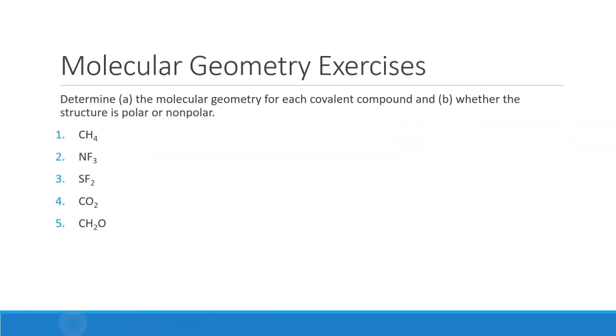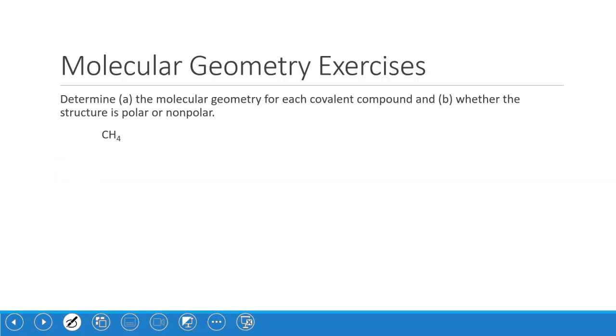Okay, so we are going to run through several examples here using the Lewis structures that we created in the past videos. And each time we're going to determine what's the molecular geometry and is that structure polar or nonpolar. So the first example is CH4. And if you remember, carbon was singly bonded to all four of those hydrogens.